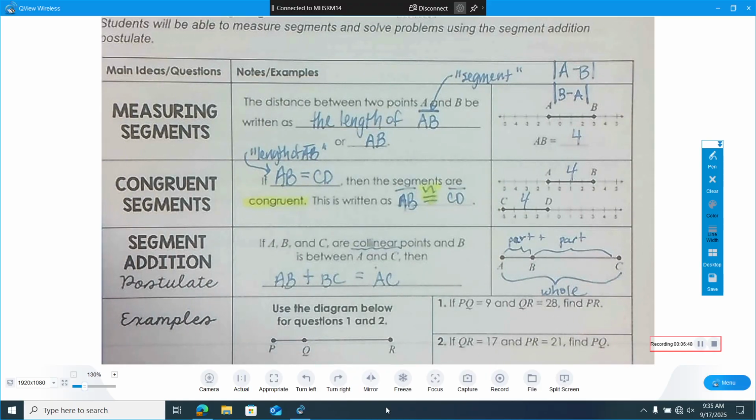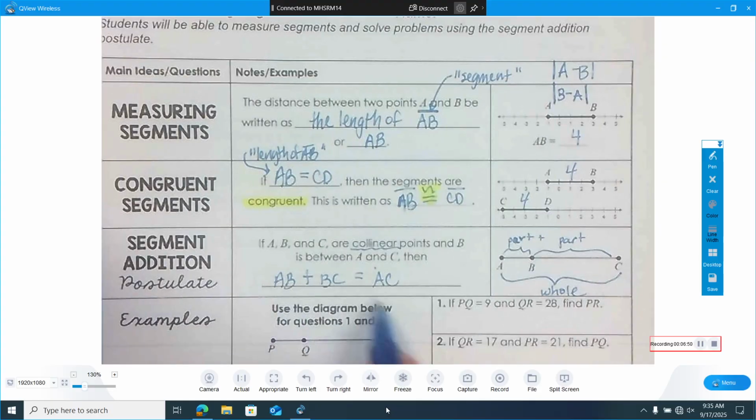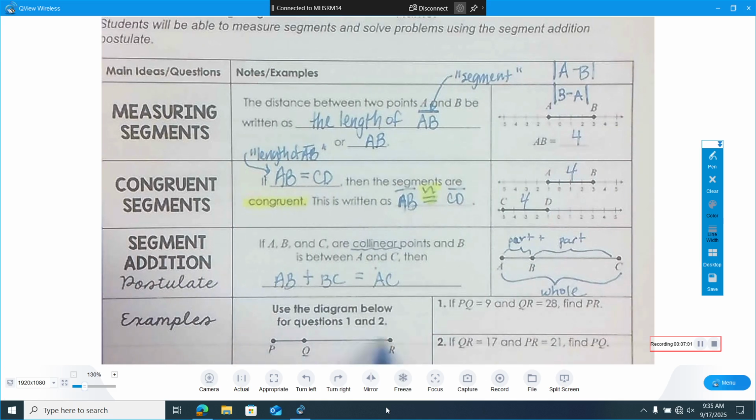All right, so here again, we have this little diagram we're going to use for questions 1 and 2 here. Of course, if I'm looking at this diagram, what would my segment addition postulate be for this diagram?